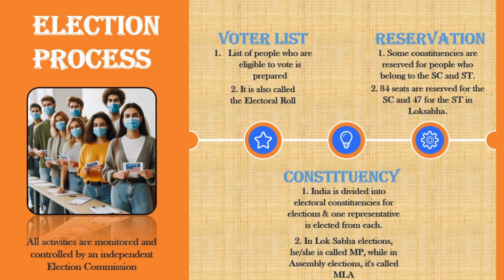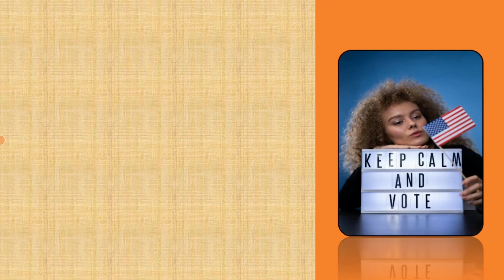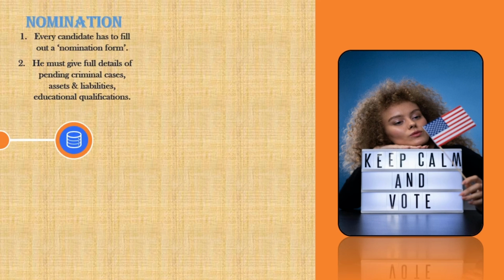In the Lok Sabha, 84 seats are reserved for SCs and 47 for STs. In these constituencies, only candidates belonging to the SC or ST categories can contest. Additionally, seats are reserved for other backward classes, OBC, and women in many local bodies. Anyone who can vote can also become a candidate, provided they are at least 25 years old.